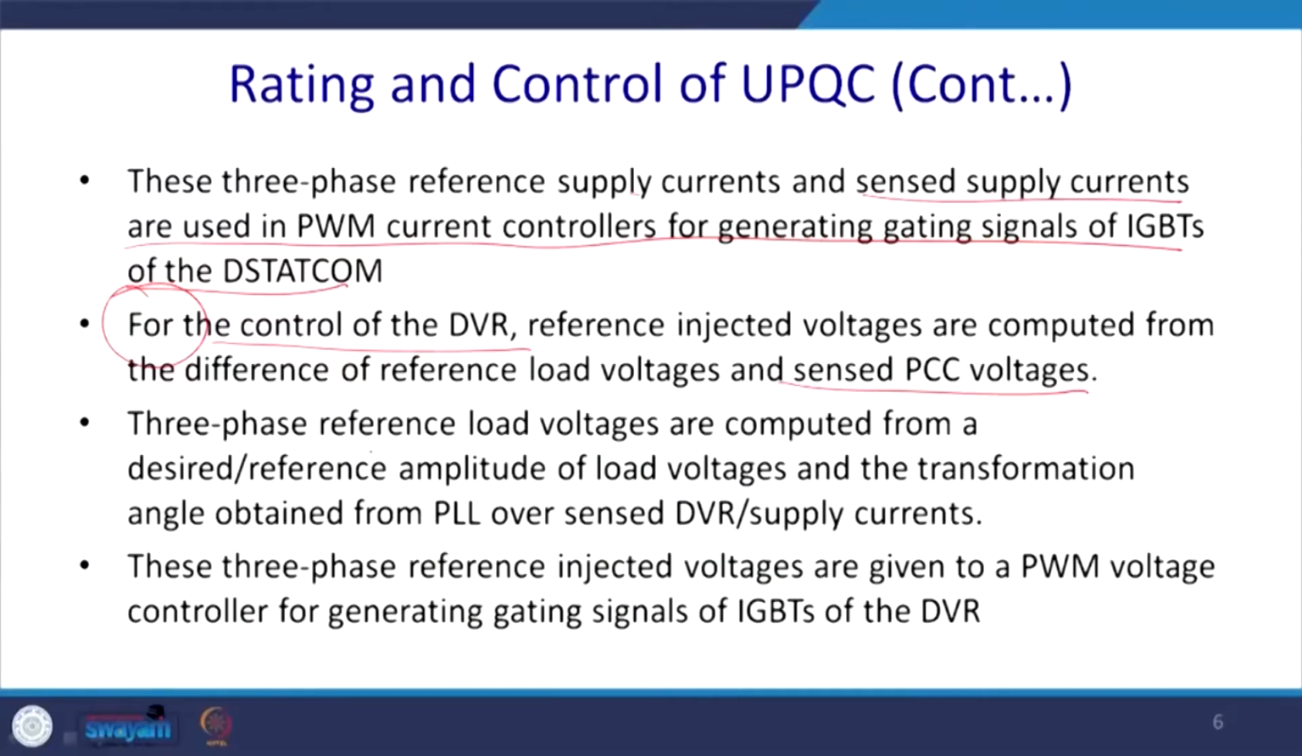The 3 phase reference load voltages are computed from a desired reference amplitude of the load voltage, and the transformation angle is obtained from the PLL over the sensed DVR or supply current. The 3 phase reference injected voltages are given to the PWM voltage controller for generating the gating signals for the IGBT of the DVR.